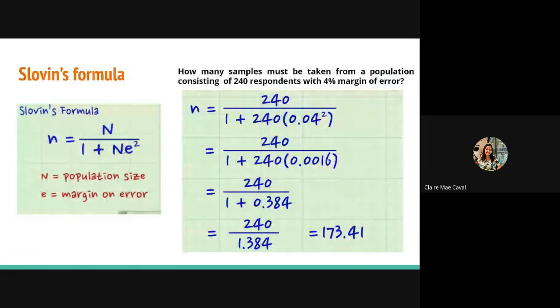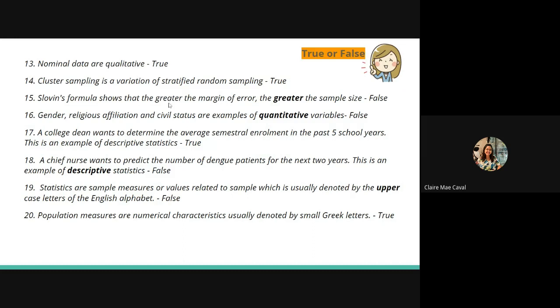Okay, let's go back. This is the sample size and this is the margin of error. If you look at the formula class, always remember, the formulas always describe the relationship with each other. So the sample size and the margin of error are inversely proportional, meaning their relationship is opposite. So meaning, the greater the margin of error, the lesser the sample size. Or the other way around, the lesser the margin of error, the greater the sample size. So this is false.